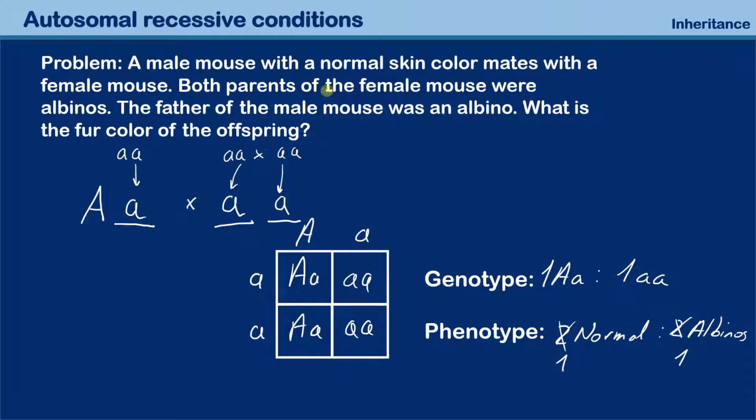That should just illustrate to you, if you do not know the genotype of the parents, you have to go further up a generation in order to figure this out. Okay, so this was it relating to autosomal recessive conditions.